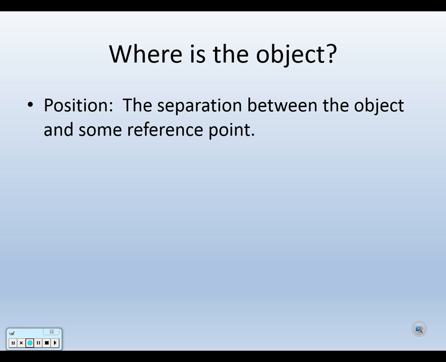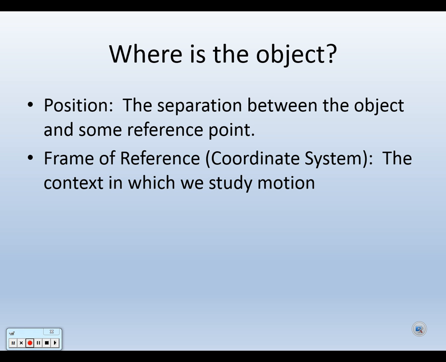Those descriptions of where the Einstein action figure is, Mr. Planasec's room, or on the desk in front of Audrey, only work if you know the context in which we're describing it. Everybody in this room, if they said, oh, look, on the desk in front of Audrey, it's an Einstein action figure, people would know where to look because they know where Audrey sits. But people who don't know where Audrey sits don't know where to look, right? So that context, or making sure we're all on the same page, is what we refer to as the frame of reference or the coordinate system. How we describe motion or how we study motion depends on where we study it from.